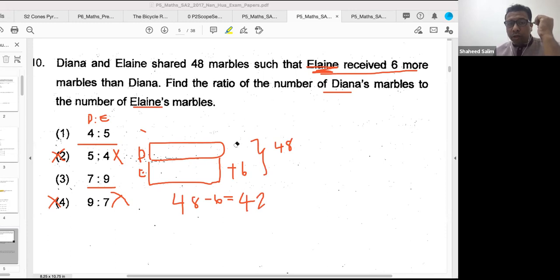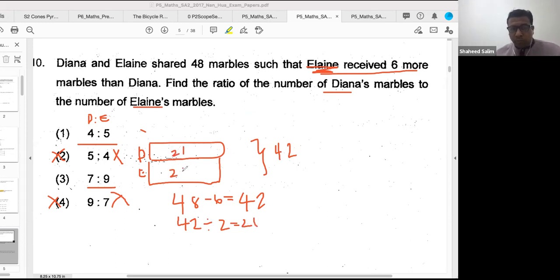Now the model changed already. You minus the 6. This now is 42, because we already minus the 6. Then step 2, what do you do? 42 divide by 2. You get 21. So what is 21? This one is 21.